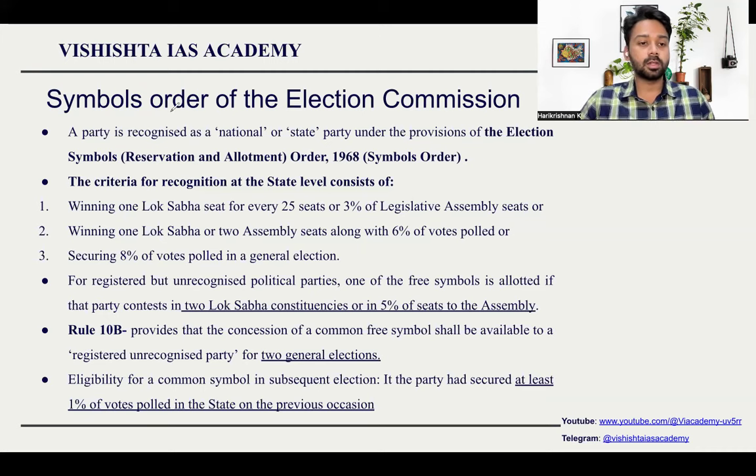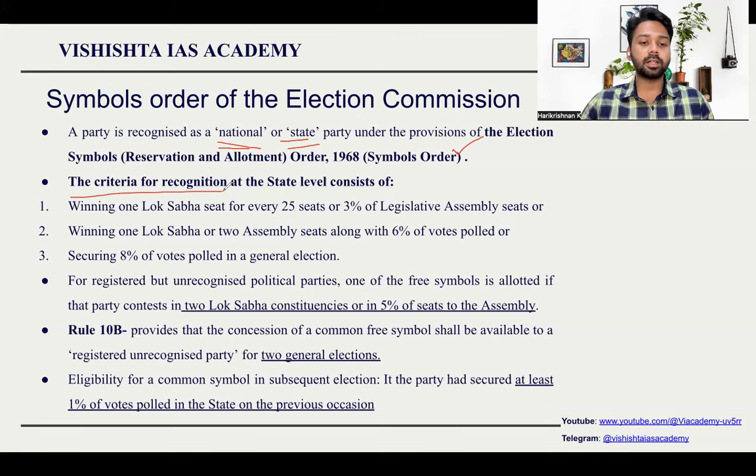So what are all the provisions? A party is recognized as a national party or state party under the provisions of the Election Symbols Order. There is a Symbols Order which is managed by the Election Commission of India. We have criteria for a national party, and we have criteria for a state party also.